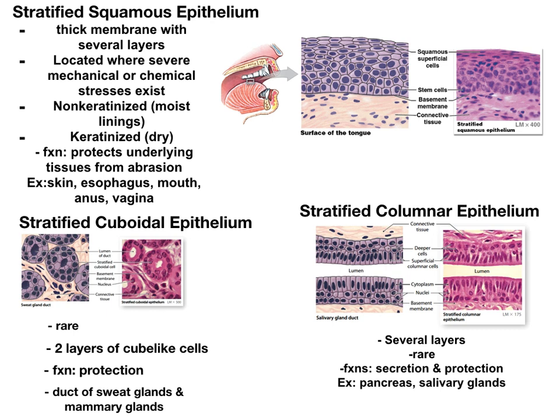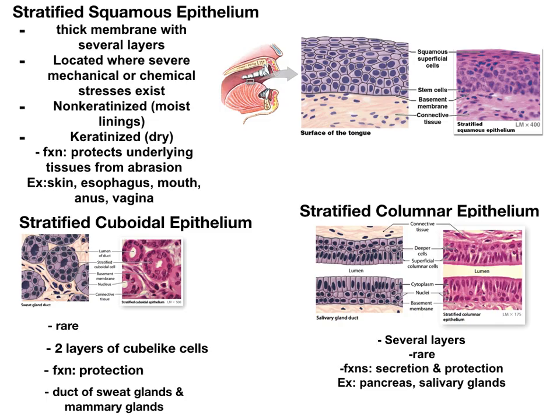It is non-keratinized, which is found in the moist linings. And keratinized is dry. The function is protects the underlying tissue from abrasion. The examples are our skin, of course, because that is where we get our most abrasion and exposure.